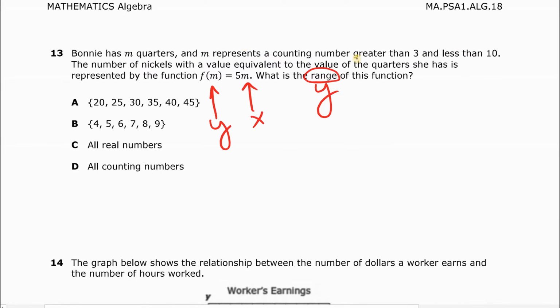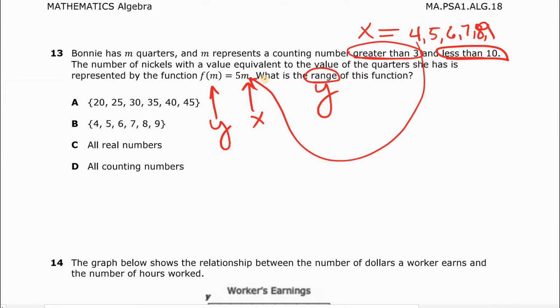So here's the key. It has to be greater than 3. So that starts with 4. 3 is not greater than 3. And less than 10. Less than 10 is 9. So it's 4, 5, 6, 7, 8, and 9. Those are our x values. Those are the inputs that we can put into the equation, and then we get out an output.